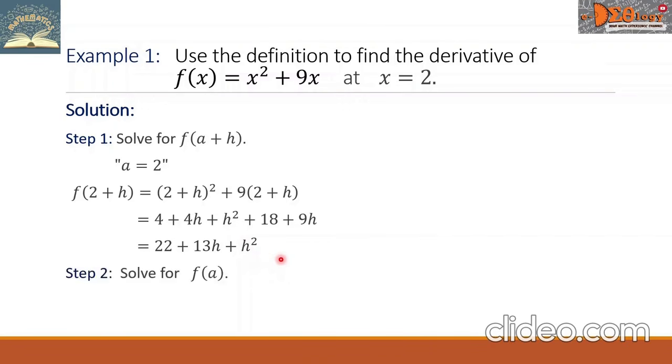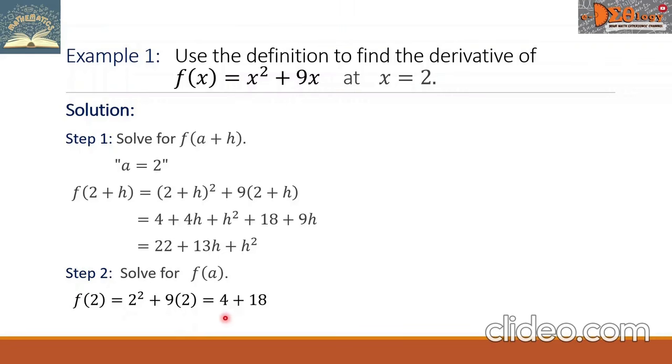Then we go to step 2, and that is we solve for f of a. That means let's evaluate f of 2. Consider our function here. We change x on the right side as the value 2. So we have 2 squared plus 9 times 2.